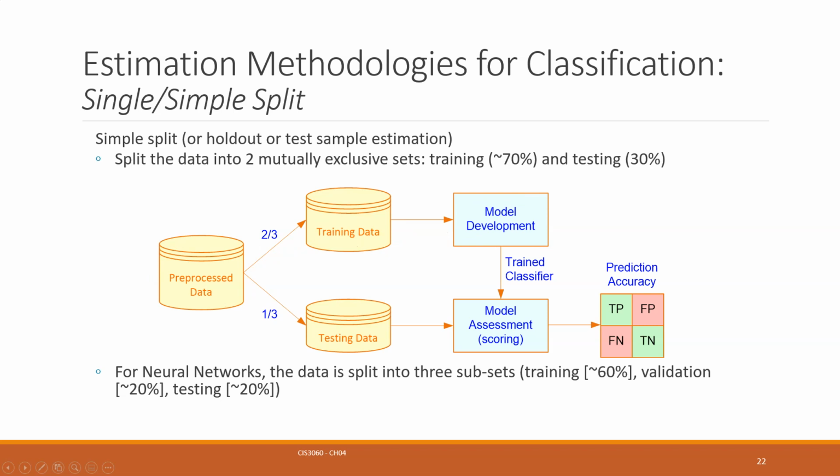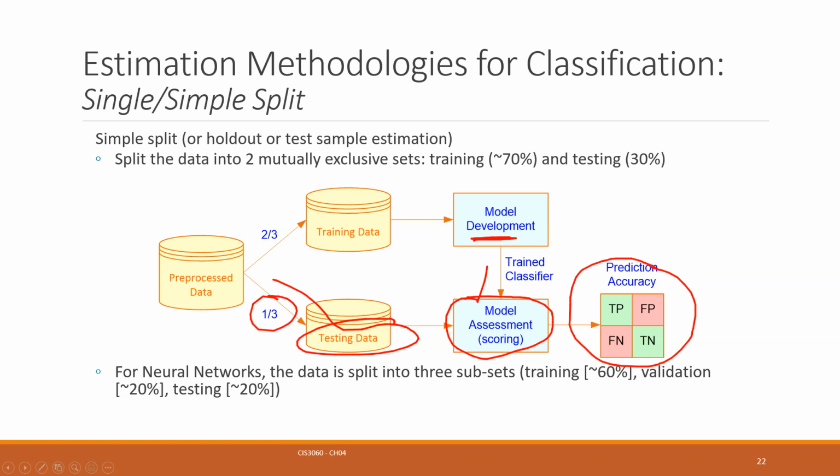Now with that, we take the other third of our data and we use this as testing data. We take that model that we developed with the training data and we apply it to our testing data. And then we use our confusion matrix to determine how well that model scores in predicting our outcomes.